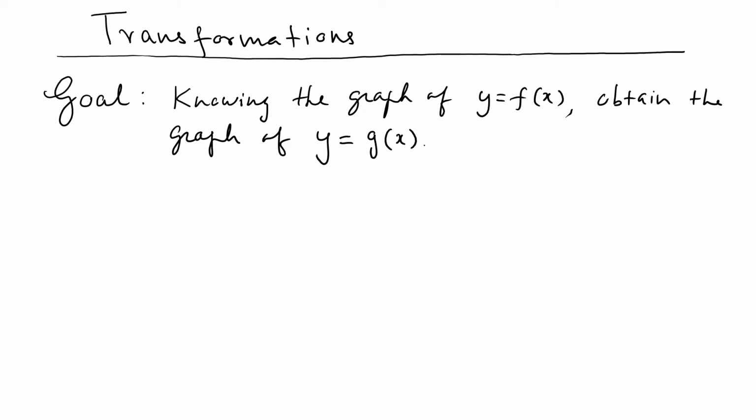So g(x) is a function of f(x). It will be very clear once we do more examples. The idea is you know the graph of one function and you have a transformation. That new transformation is called g(x), and how to get the graph of g(x)? So that's the goal.